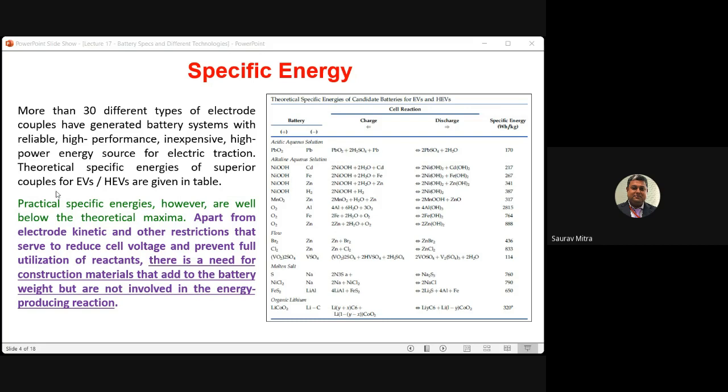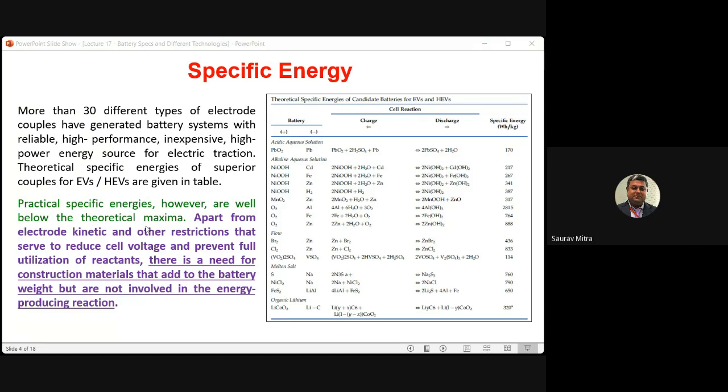Theoretical specific energies of superior couples for EV, HEV are given in the table. So there's the table. You should know what the couples can be, what can be the positive, what can be the negative of the battery. All those things you should know. So in case of organic lithium, LiCoO2 is the positive part and LiC is the negative part. So this is one of the things making the lithium ion battery. Practical specific energies, however, are well below the theoretical maximum. This discussion is about what is meant by practical specific energy and what is meant by theoretical specific energy.